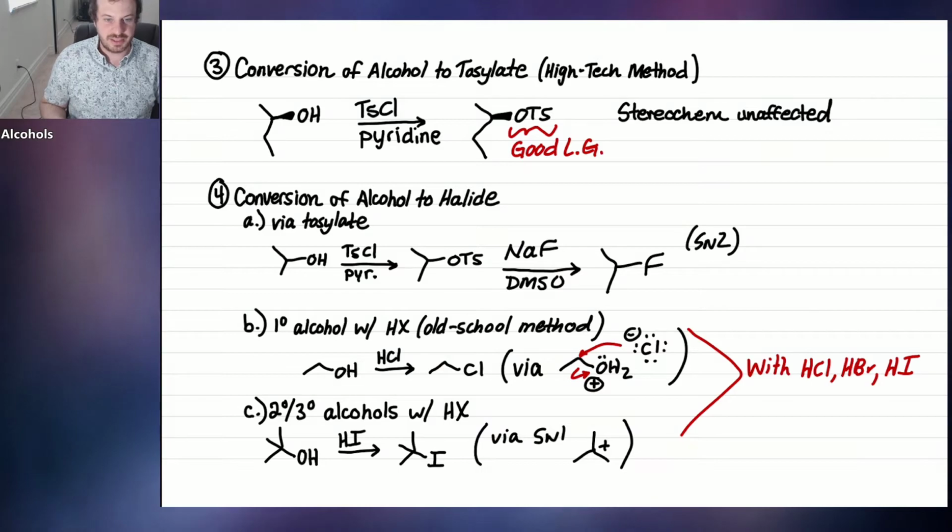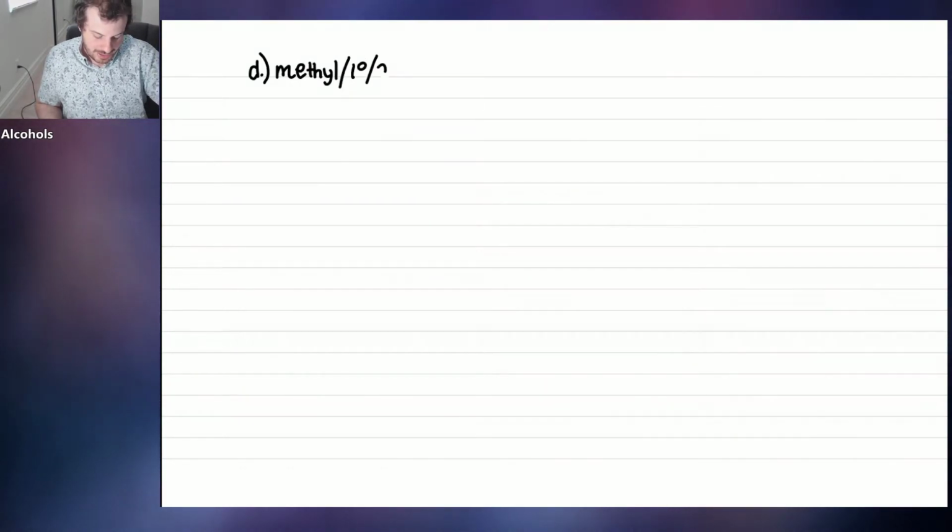Okay, let's take a look at another reaction that can convert an alcohol into a halogen, one we haven't seen before. It's with a nasty, stinky reagent called phosphorus tribromide. It really is very smelly. So this reaction is reaction D. And this is methyl, primary, and secondary alcohols only. It does not work with tertiary alcohols.